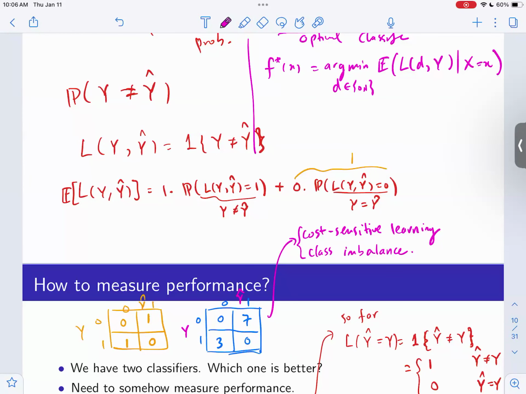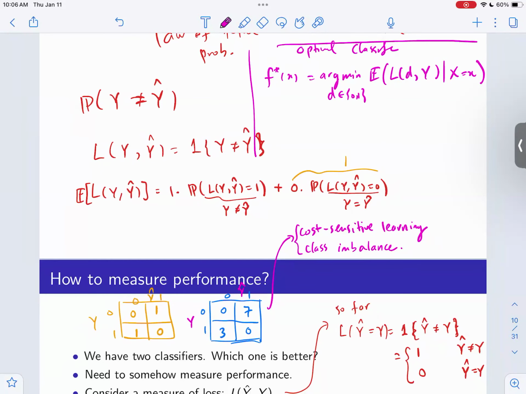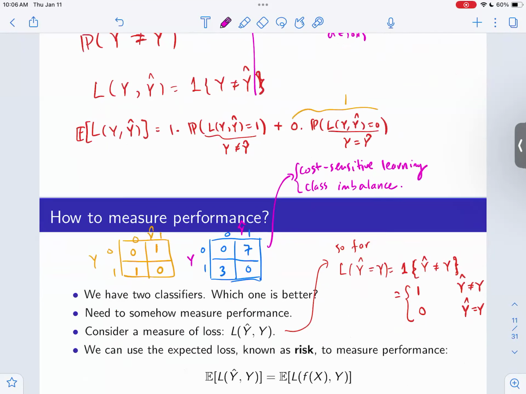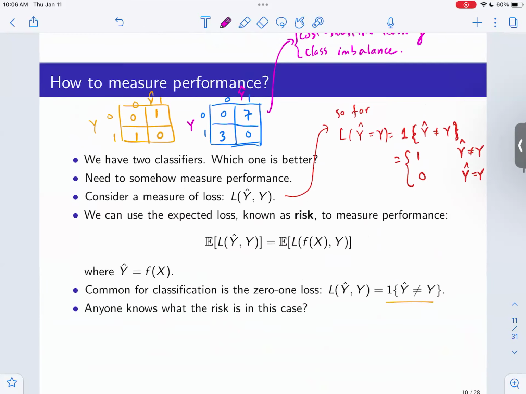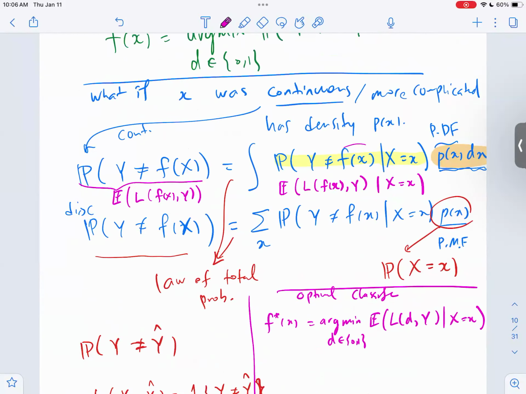Okay, questions? Okay, let's go back to the original problem. What was the original problem?